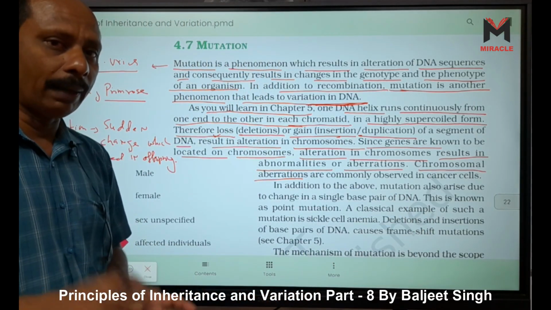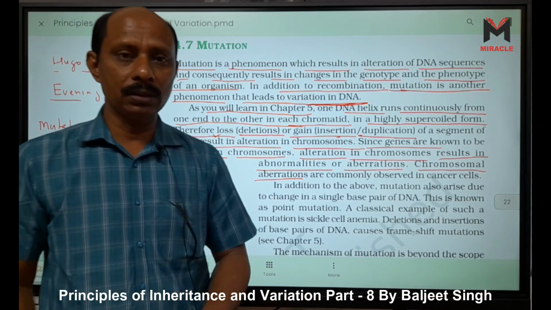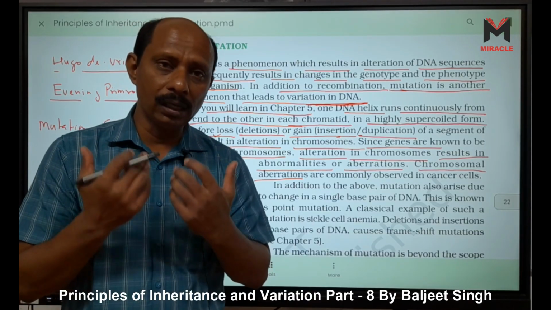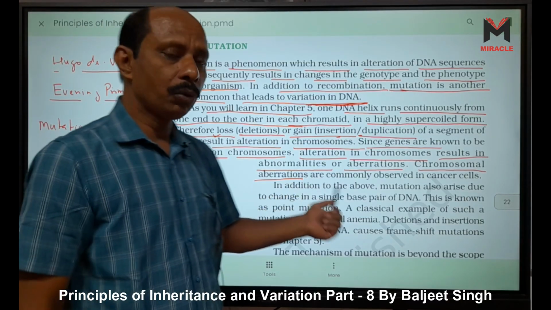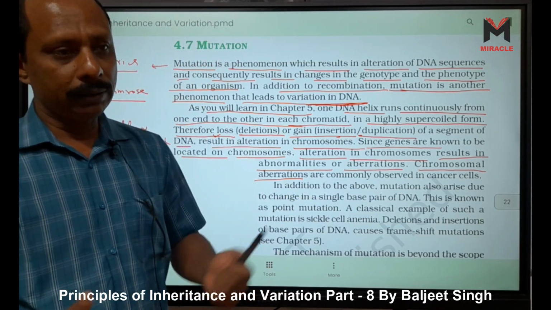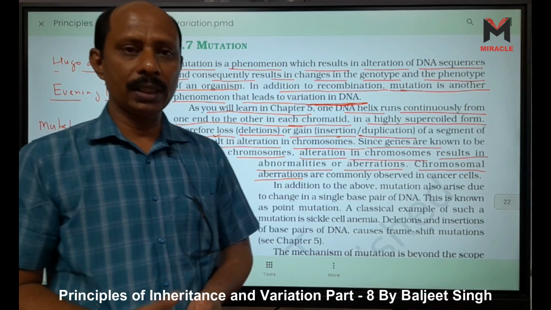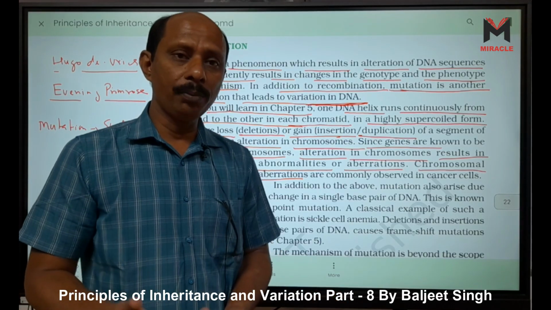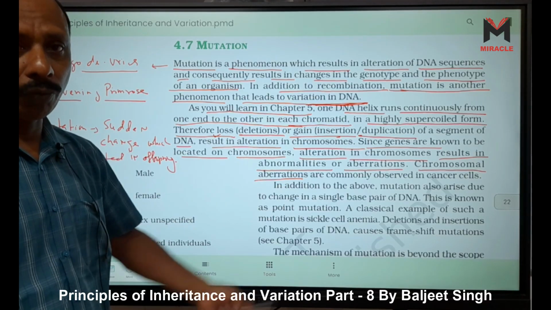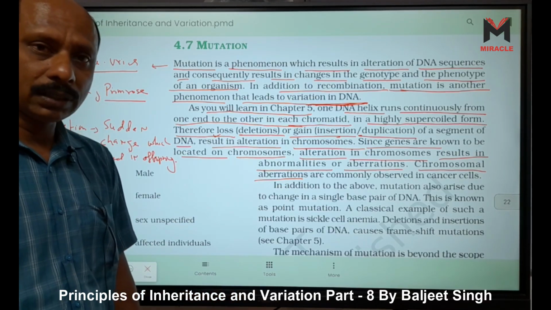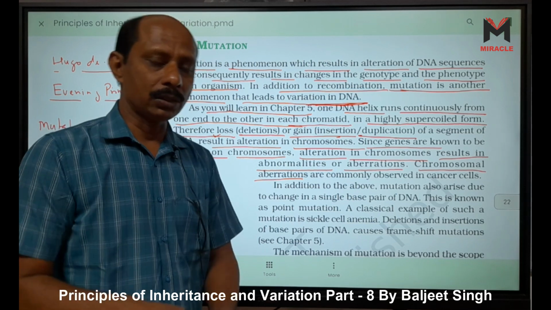Second is chromosomal aberration. Aberration means when the chromosome shape is altered, that is called chromosomal aberration. It includes deletion, inversion, duplication and translocation, right? Frame shift mutation and point mutation, these are the types of which one? Aberration? No. Aberration has four types: deletion, inversion, duplication and translocation.